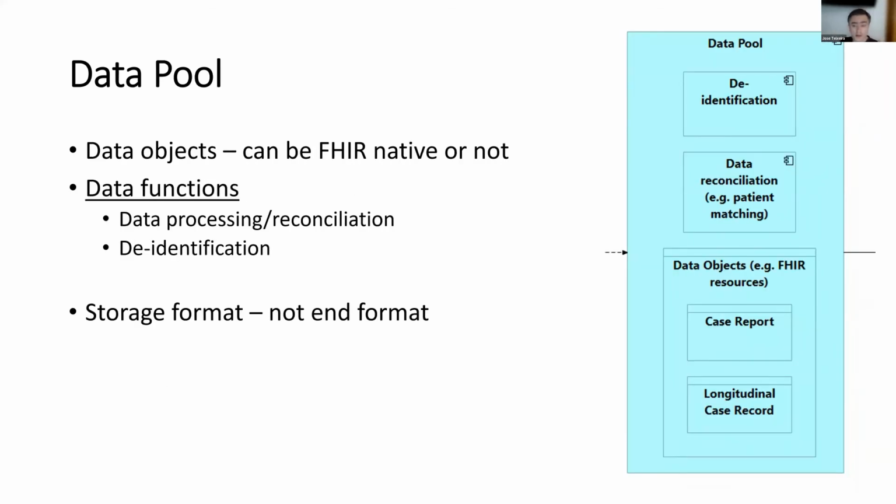On the data pool, normally you have data objects, and a bit more in detail, you have 2 types of data. So data functions is what we've seen. So data processing and reconciliation, you have the identification, and the data objects, they can be FHIR native or not. So you can say, once I get the data in a FHIR format, because we're not talking about FHIR as an exchange format, you can choose to store your data in a FHIR format or in any SQL table database format. It's up to you.